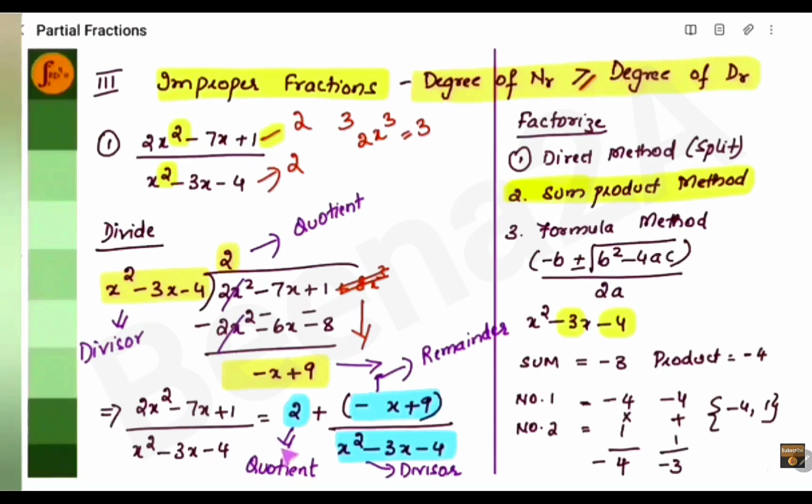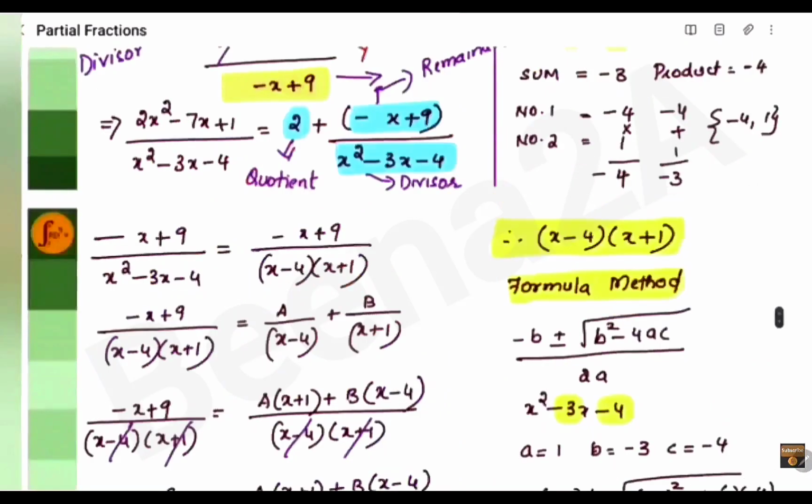Now, we will be writing this entire improper fraction like this. We'll write the quotient here, quotient plus this remainder by denominator or divisor. Remember this quotient always, right? In the final step, when we have split the partial fractions, we have to remember to add this quotient. Now we'll take this particular fraction and resolve it into partial fractions. Now we get this particular proper fraction.